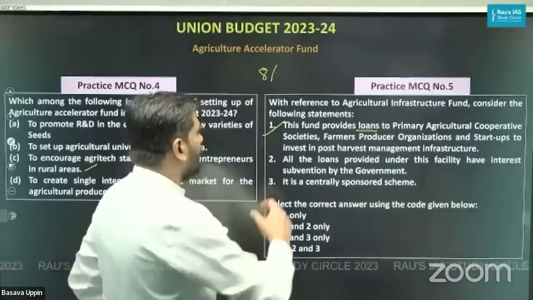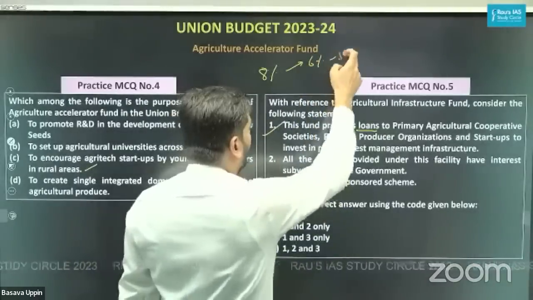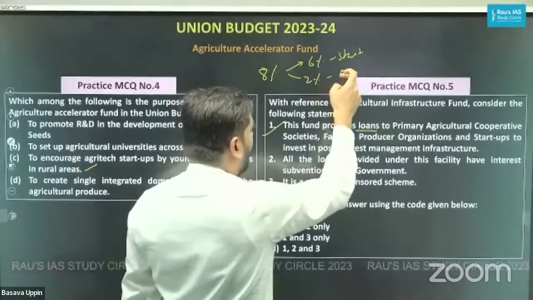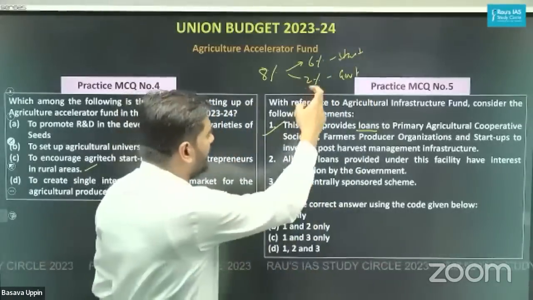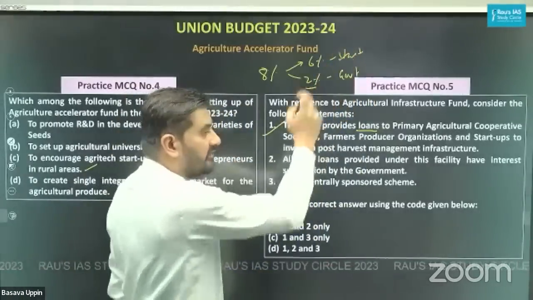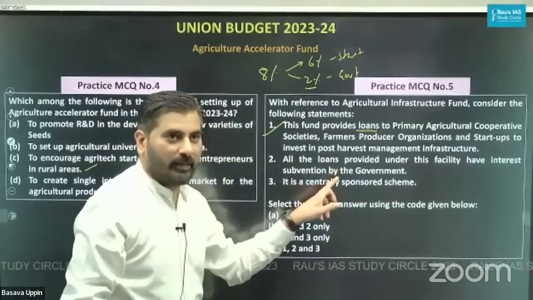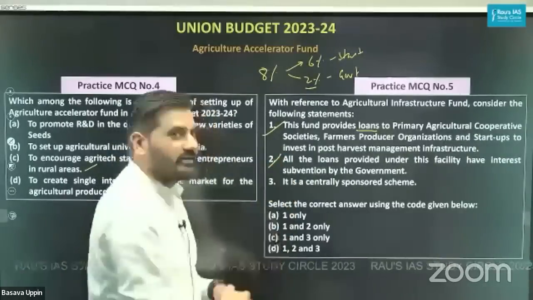For example, the startup company might pay only 6% rate of interest, and the remaining 2% will be paid by the government on behalf of the startup company. So this 2% rate of interest which the government is paying on behalf of the startup, what do we call it? Interest subvention. So the government has said that all the loans will have interest subvention.